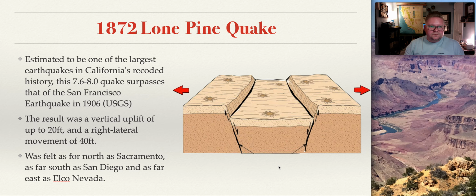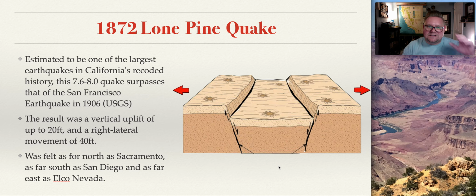Well, let me back up. We think, many of us argue, that this could have been bigger than the San Francisco earthquake of 1906. We just don't know. But I think it probably was. We believe it was between a 7.6 and an 8.0. The why? Well, the result.